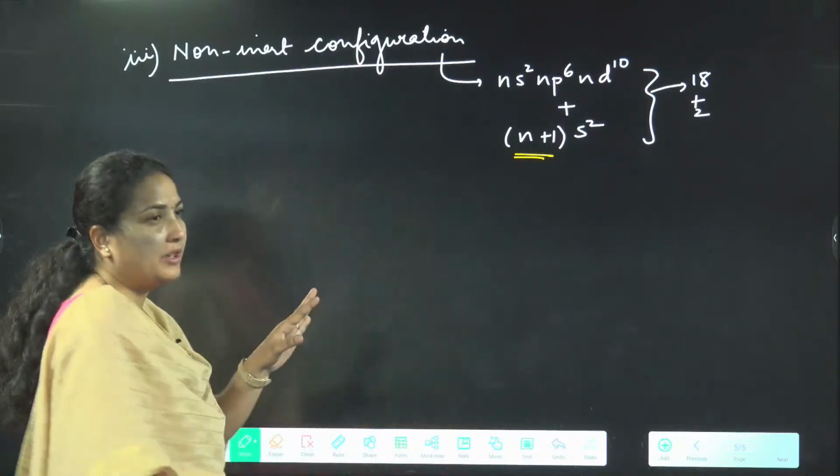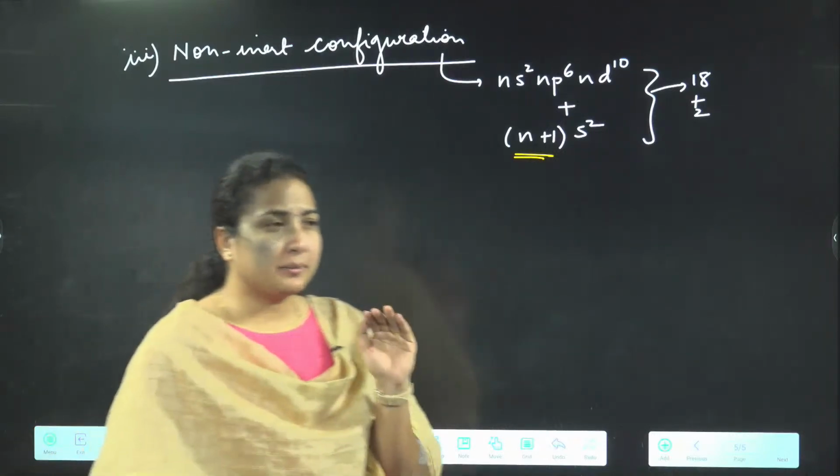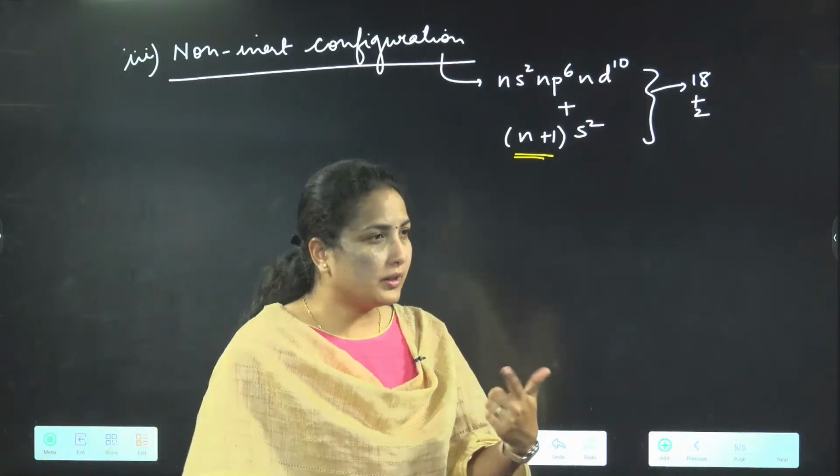Now in this category, basically all those ions will come for which I've already taught you about the inert pair effect, right?